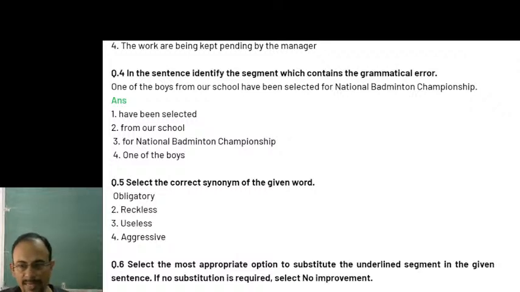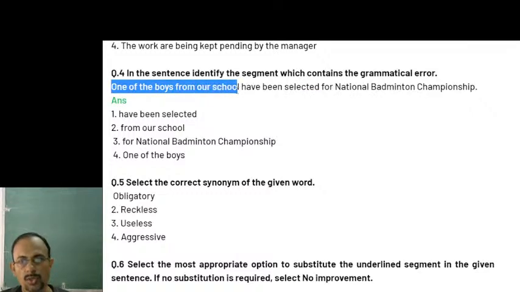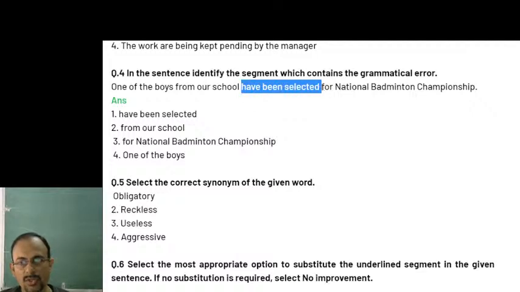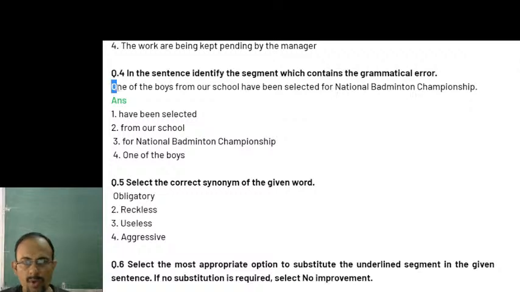So let me explain you, dear students. It seems none of you know the answer. Okay, you don't know the answer. It is very surprising that you don't know. It's very simple. See, one of the boys from our school have been selected. This part is wrong. Why is this part wrong? Because only one boy has been selected. One of the boys means I am talking about one out of the boys.